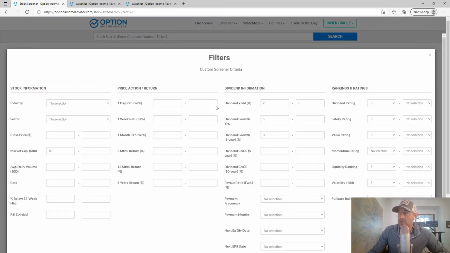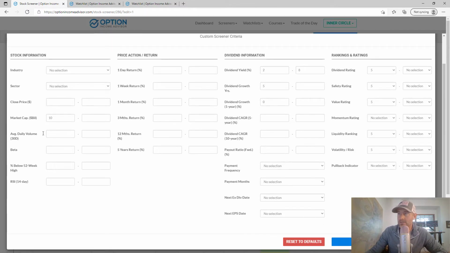that I titled it. And so these are the filters. So when I click edit filters, it kind of shows you what I have and what I've built into this particular screen. And so let me get the highlight out here. What I was looking for here is large cap dividend stocks. And so I set a minimum market cap of $10 billion.